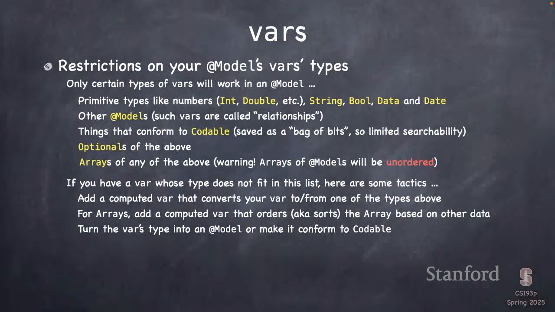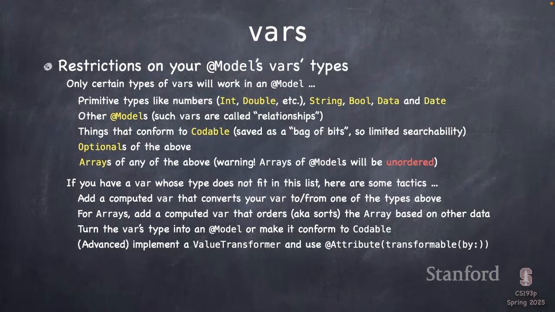And there is an advanced way to do it. I'm really not even going to talk about it. There's this protocol, ValueTransformer, and you can put a little attribute notation on your var that actually transforms it from one type to another. So there is an official way to do it, but we rarely do it because these other ways are all such good ways to get our @Model vars into the database.